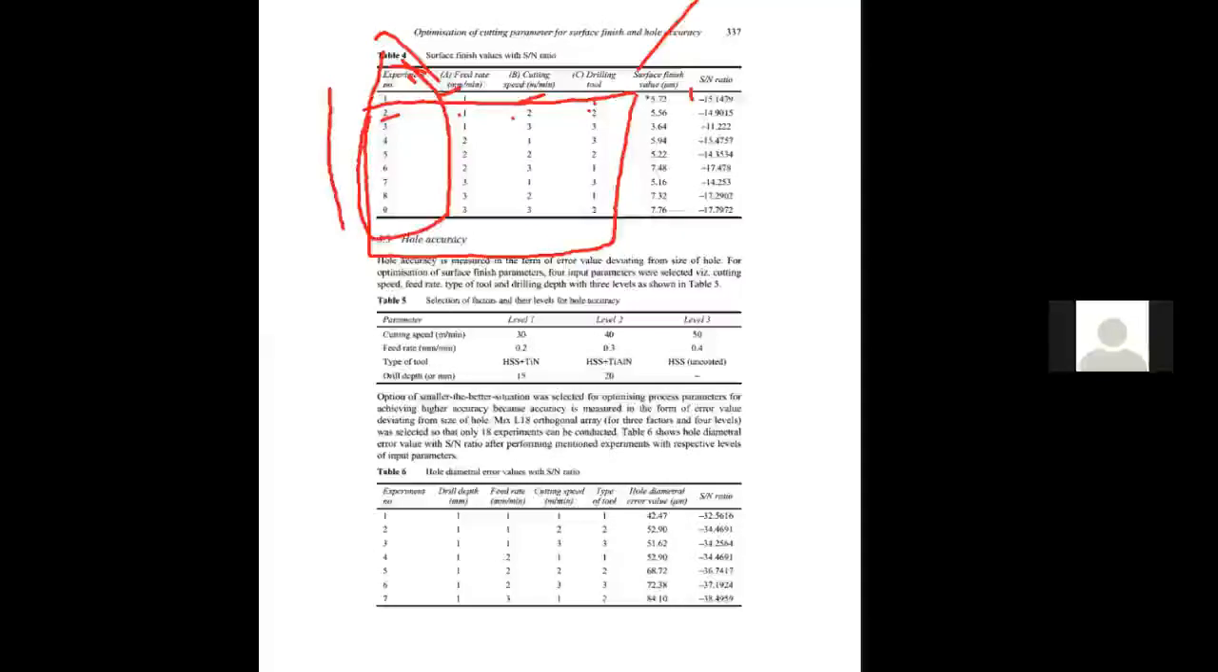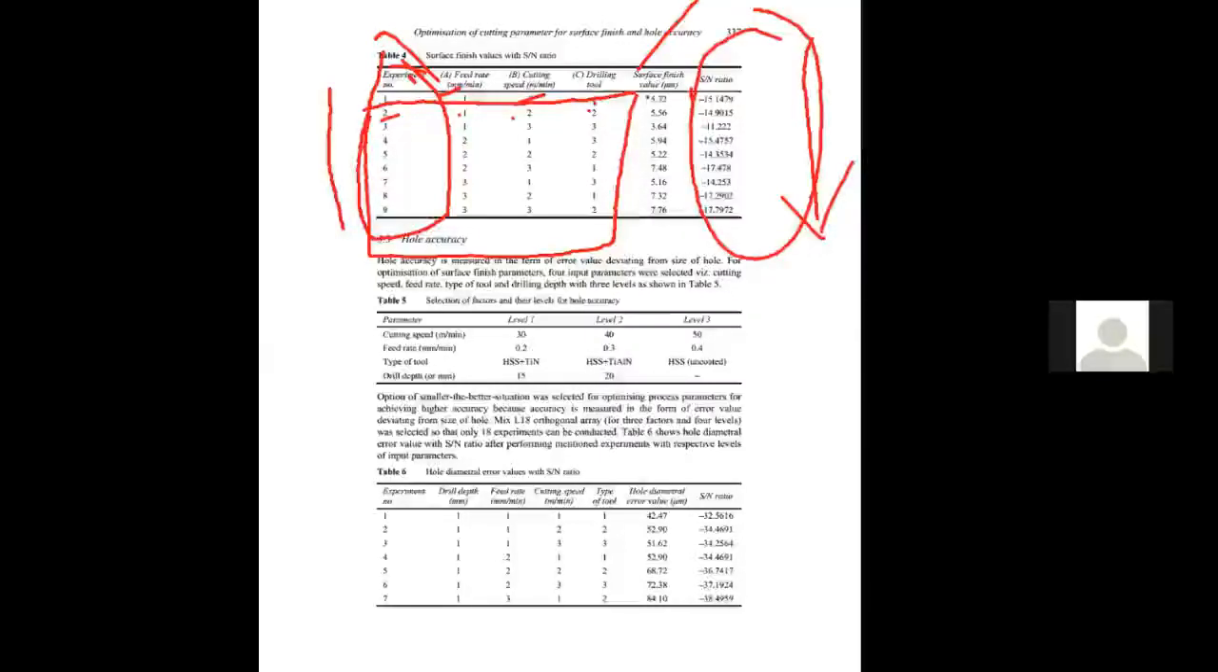Now how to find the S by N ratio? We have the formula. If you go to the previous slide, but you should know which formula to use: smaller is better or higher is better. Now it is surface finish, and I want the maximum surface finish. So I will use the formula higher is better. I will just put in the values, and I will get the S by N ratio values here. So all the signal to noise ratio values I have got.